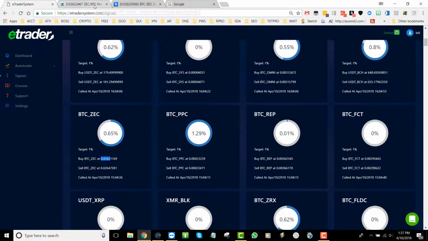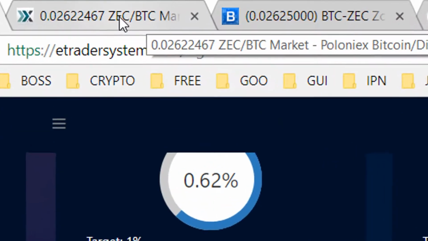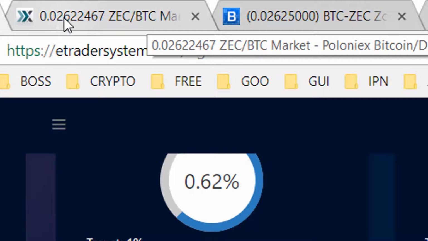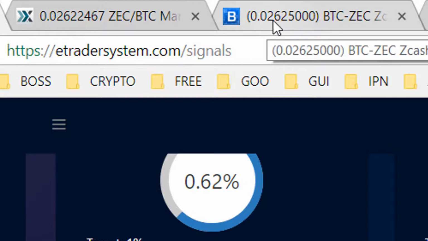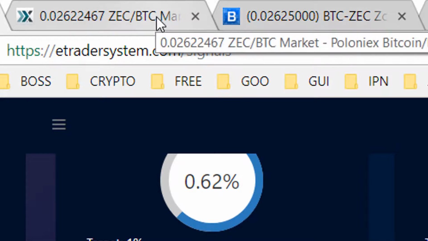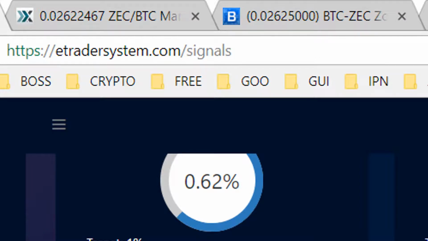But what I wanted to point out in particular, you'll see that the price of Zcash right now on Poloniex is 0.02622. Over here on Bittrex is 0.02625. In this case, it's actually a little higher right now on Bittrex, whereas sometimes it's higher on Poloniex. So it is possible that you get this signal, it's a coin that you want to trade, you go to purchase it on Bittrex and it's actually lower than this Poloniex number here, which is a good thing. That puts you already into a greater margin of profit.